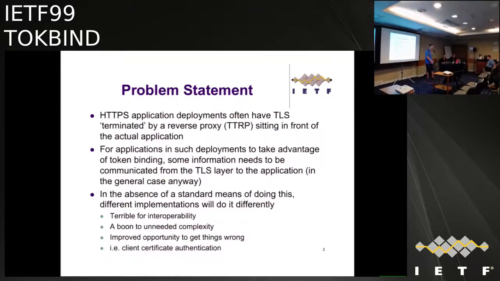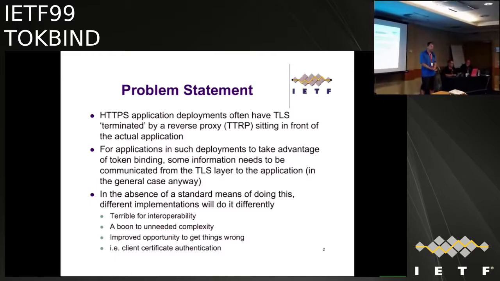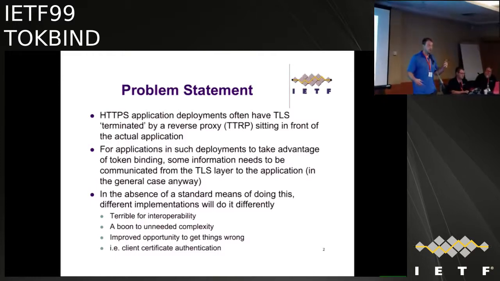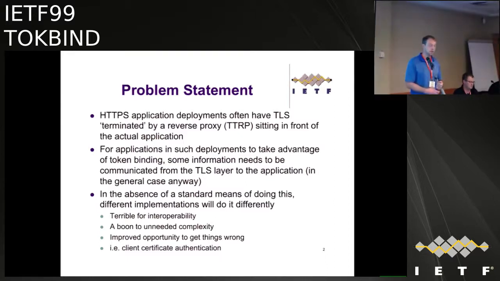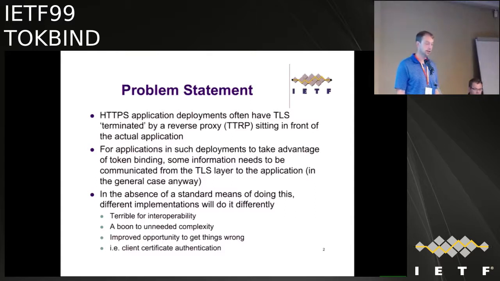So this will be repetitive to some, but I'm going to start from the beginning since we don't have a working group draft yet. Many application deployments with HTTPS have TLS terminated by some kind of reverse proxy sitting in front of the actual application. This happens in all kinds of environments, from cloud deployments with a Cloudflare or Amazon Elastic Load Balancing, to internal on-premises deployments where you have an Apache or an Nginx or an F5 terminating TLS. It's common across all sorts of deployment environments. Pretty much anything of any significant scale will have this pattern.